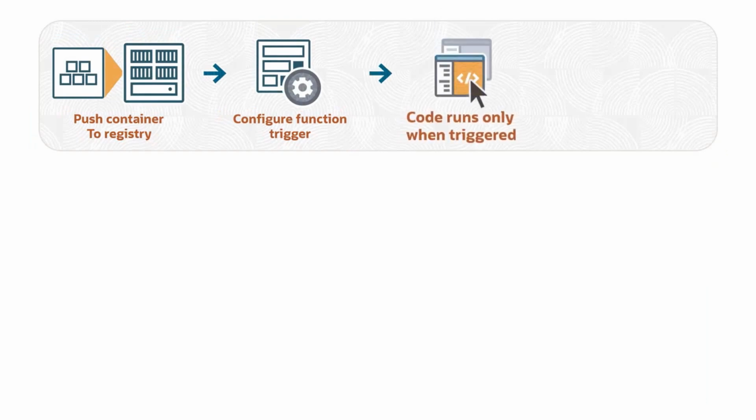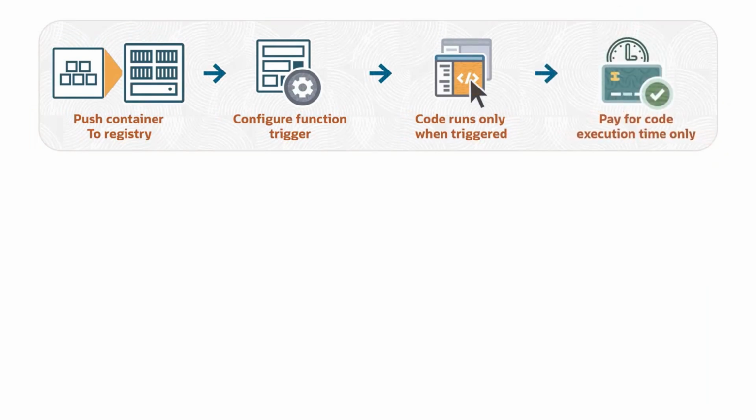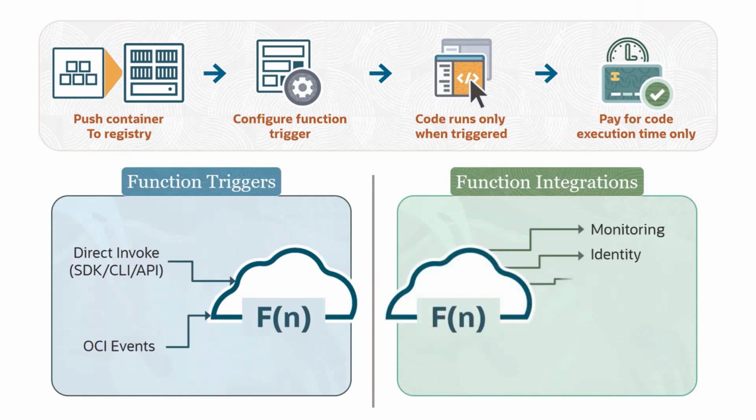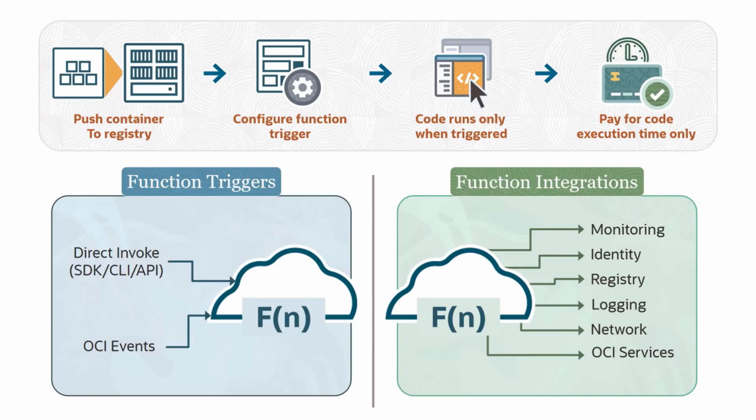At a very high level, your uploaded code and configuration is packed as a container image and it is stored in the OCI registry. Then you set up trigger actions. You can invoke using CLI or API, or OCI events can also trigger it, and then Oracle Functions executes the code in response to the trigger or invocation, which can then invoke other OCI services. The thing which makes it really interesting is that it is truly a consumption-based pricing model. You only pay for code execution time.